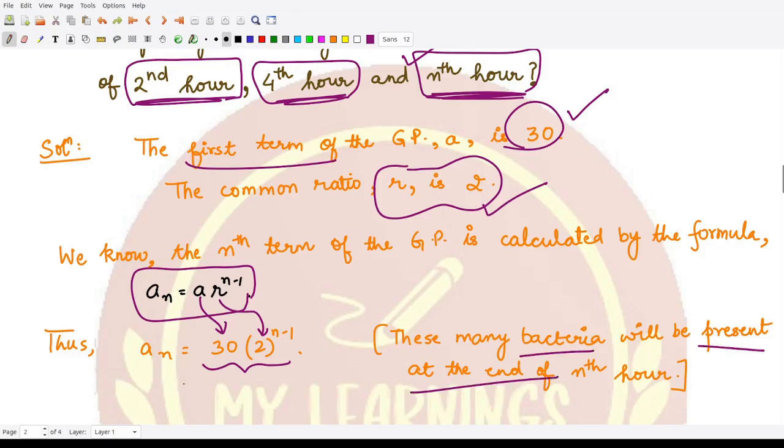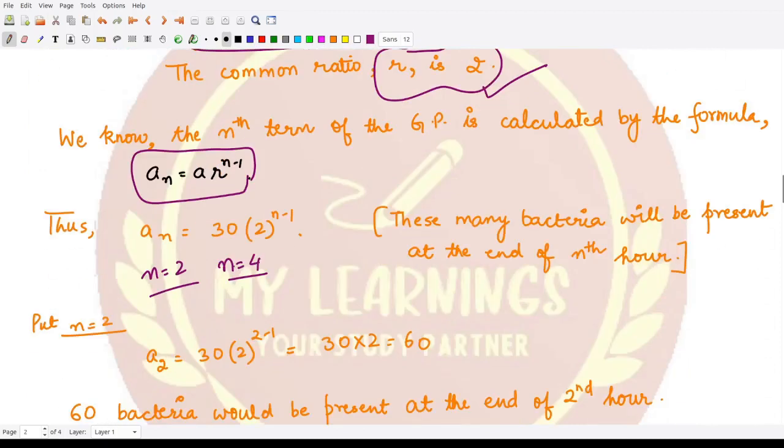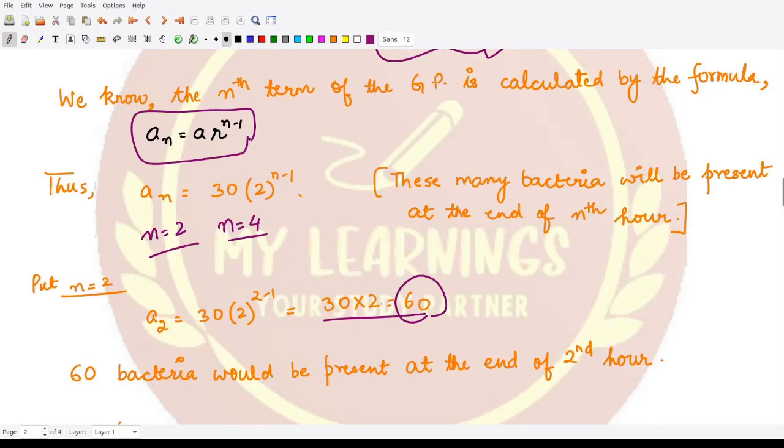Now in this nth term, if you substitute the value of n is equal to 2 and n is equal to 4 respectively, then you will have the number of bacteria present at the end of second hour and at the end of fourth hour, correct? So let's do that also. When you substitute n is equal to 2 here, you would have A2, 30 would be as such, 2 raised to power 2 minus 1 would be there, correct? So what would be the value of 2 raised to power 2 minus 1? It is 1. So 2 raised to power 1 is just 2. So the number of bacteria present at the end of second hour is 60, right?